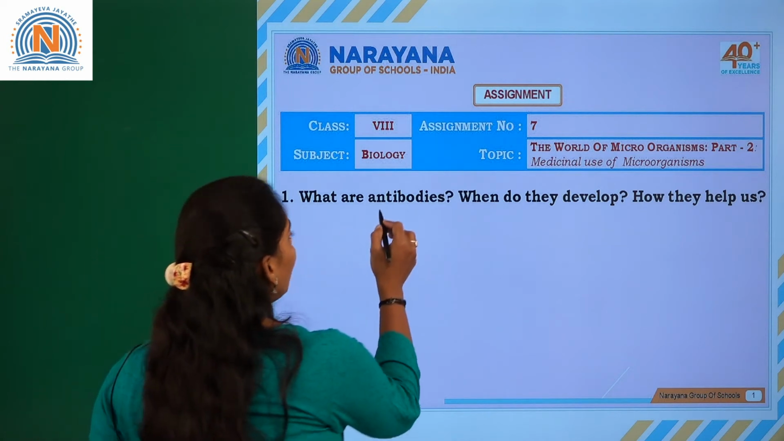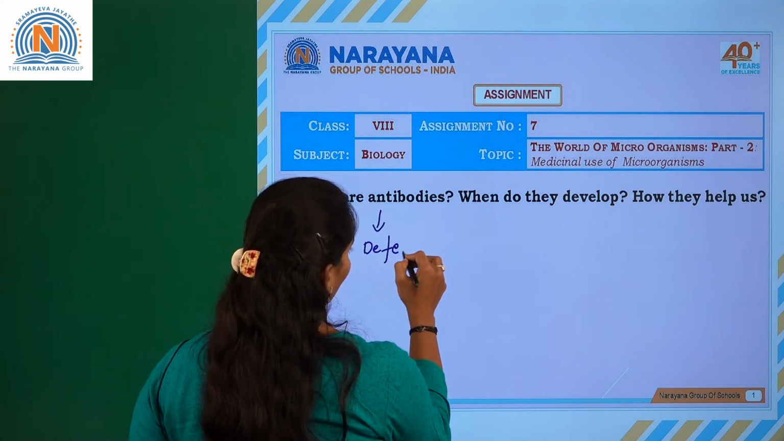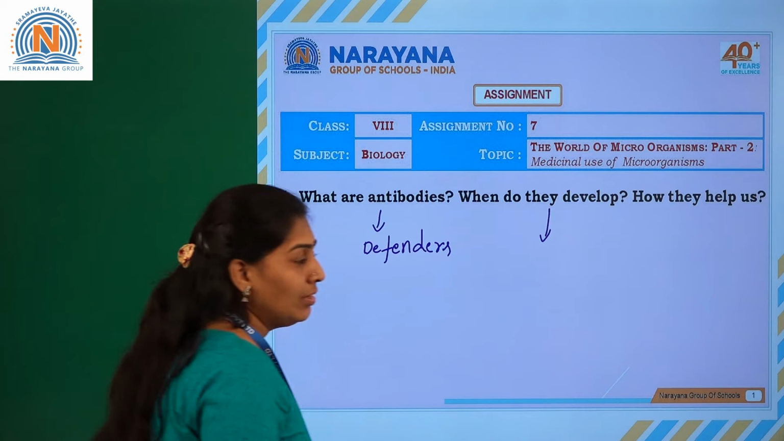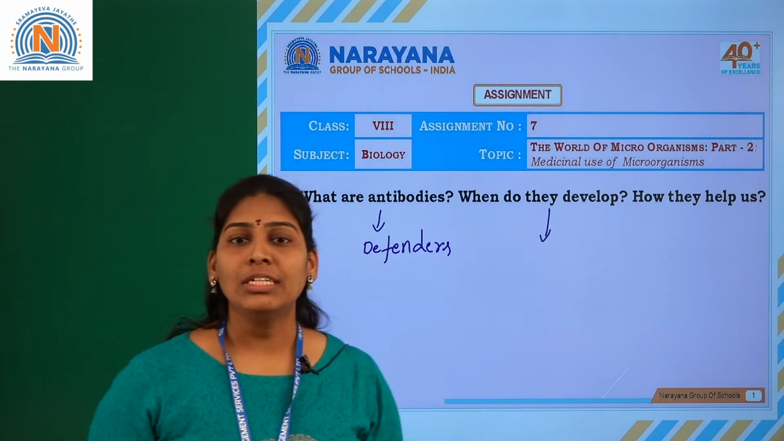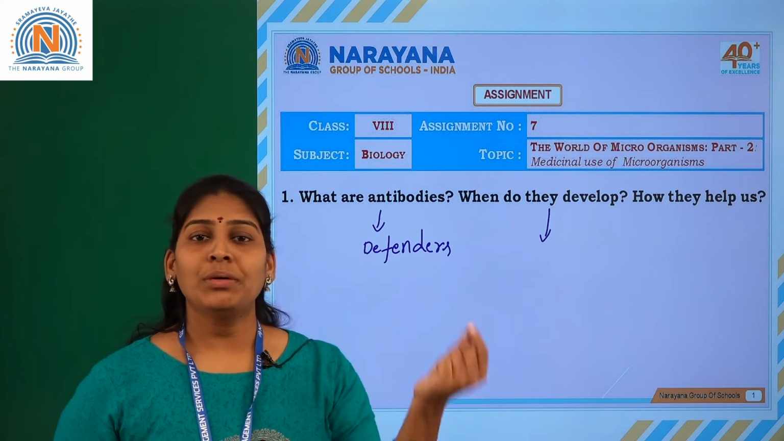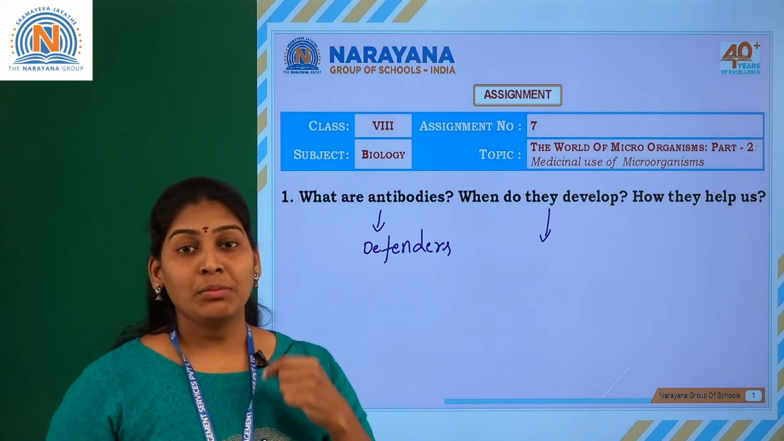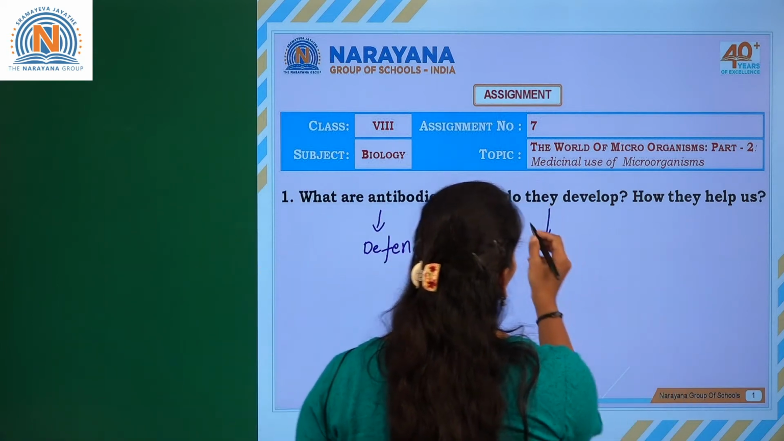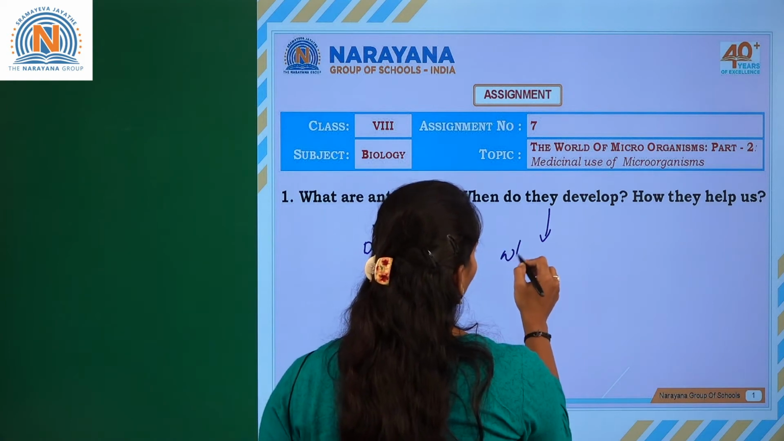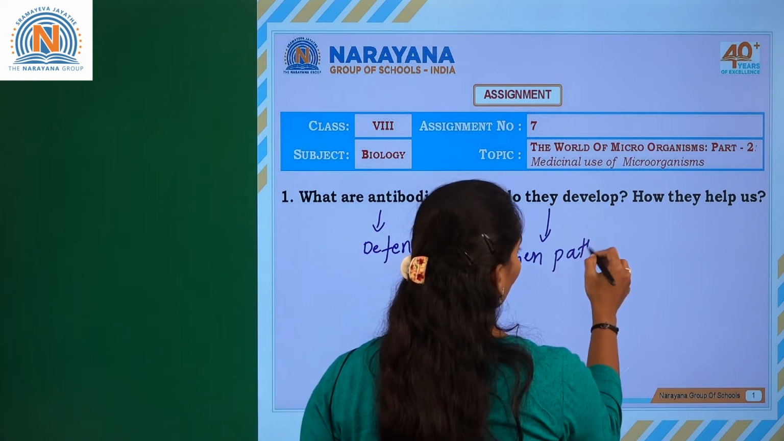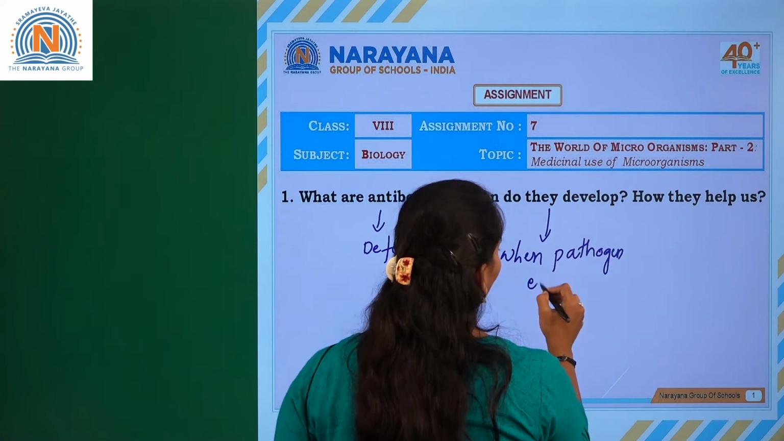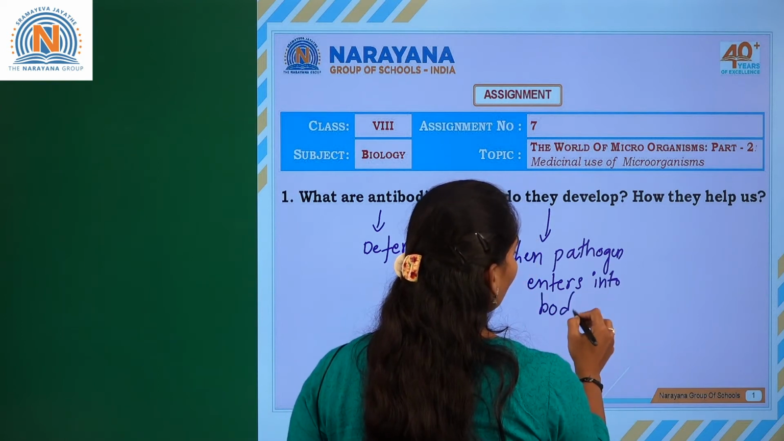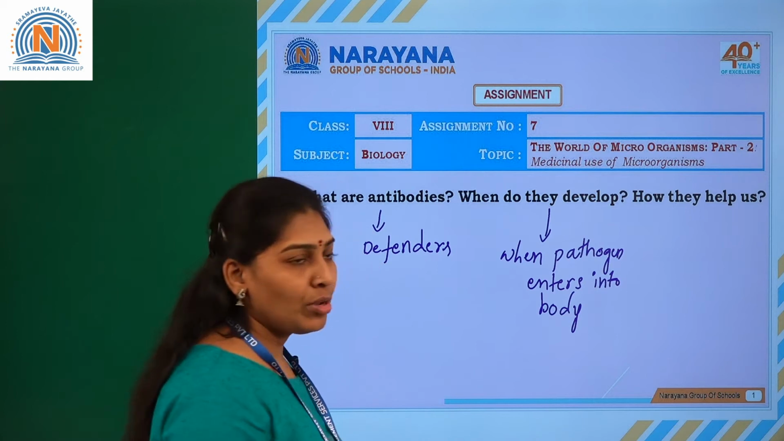Antibodies are defenders. And when do they develop? Whenever the foreign particle which is causing a disease, the pathogen, enters into our body, then antibodies develop. So when do they develop? When a pathogen enters the body, then antibodies will be produced.